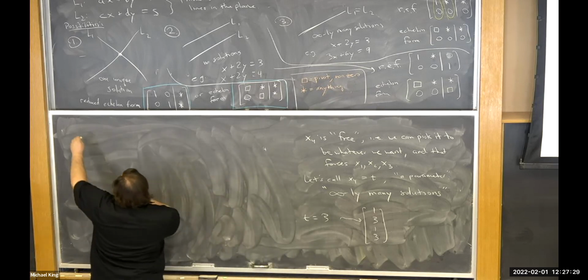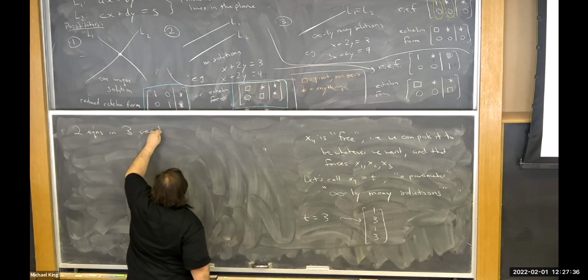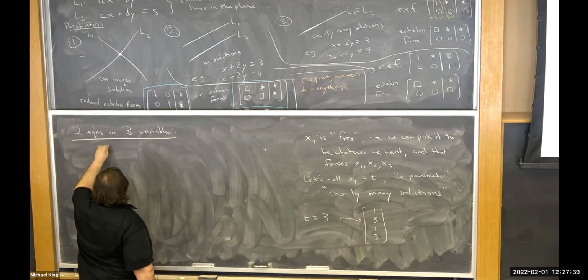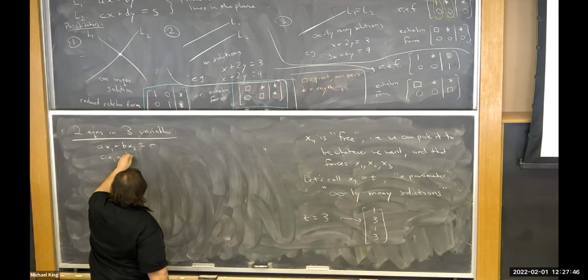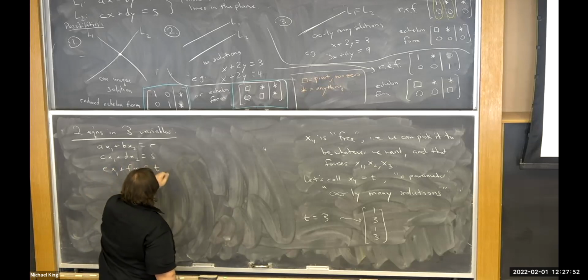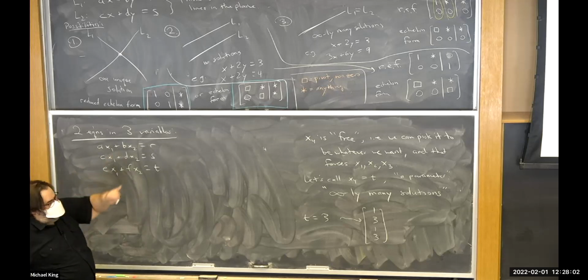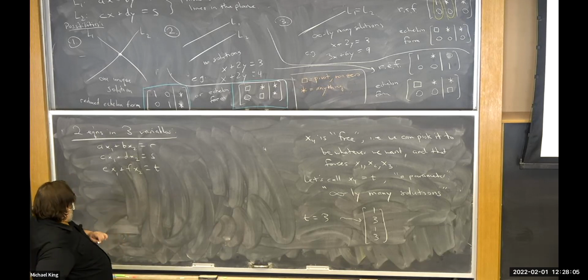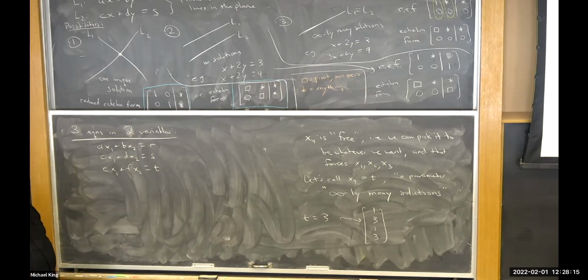If we did 3 equations and 2 variables, we'd have ax1 plus bx2 equals r, cx1 plus dx2 equals s, and ex1 plus fx2 equals t. So this could be 3 lines in the plane. Think about the kind of staircase patterns you could make now. I wrote that wrong, thank you. Yes, perfect. 3 equations and 2 variables.